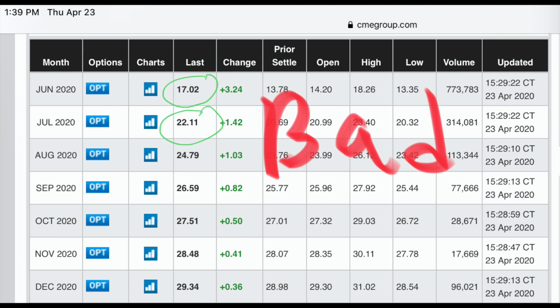Well, the majority of USO's contracts are for the month of June. So they end up having to swap those out for July contracts. And this is where it gets really ugly. $17 is what the June contracts are trading at. 22 bucks is what the July contracts are trading at. So they have to go ahead and roll the 17s into 22 and pay an extra 5 bucks more expensive per contract. That's bad, okay?